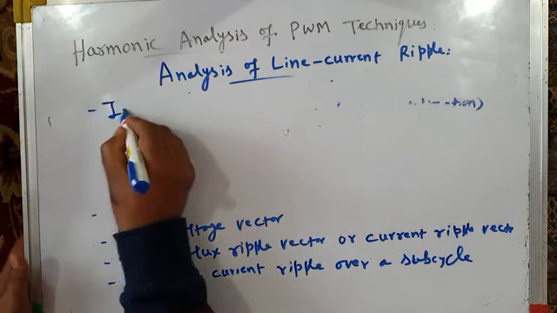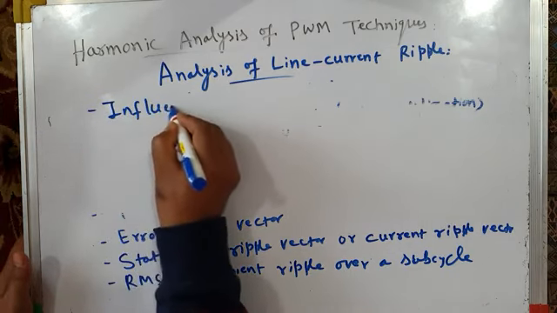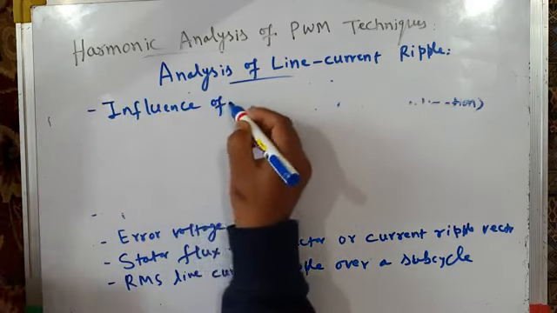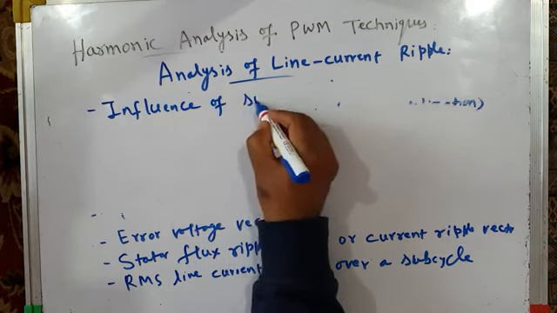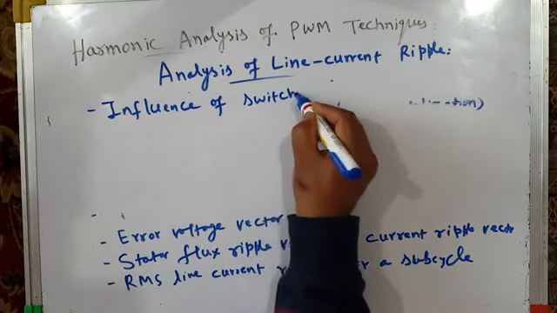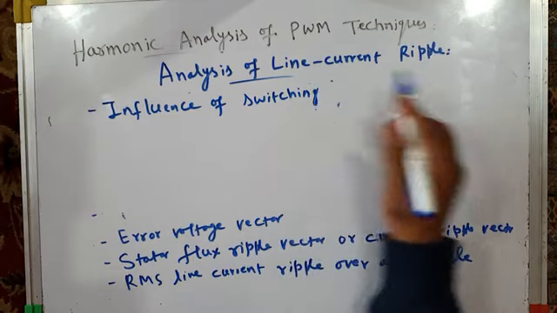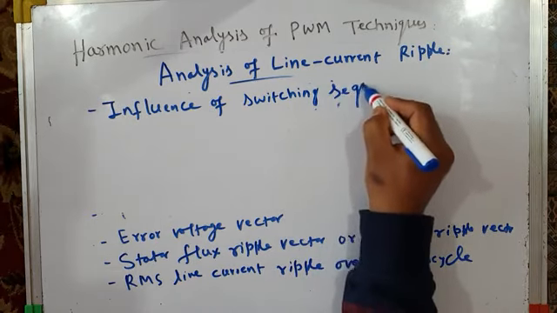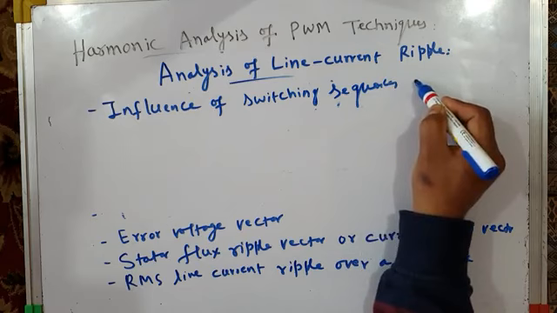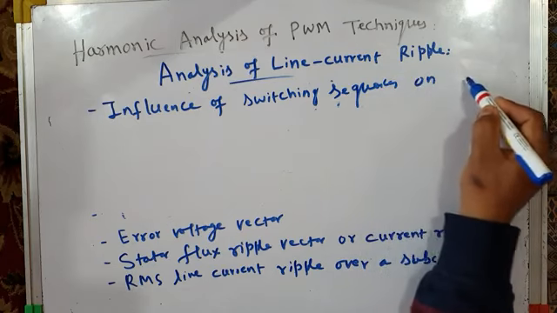Having understood this, we will then try to study the influence of switching sequences on RMS current ripple. I will write here influence of switching sequences on RMS current ripple.